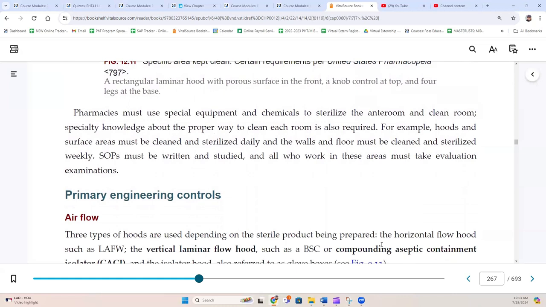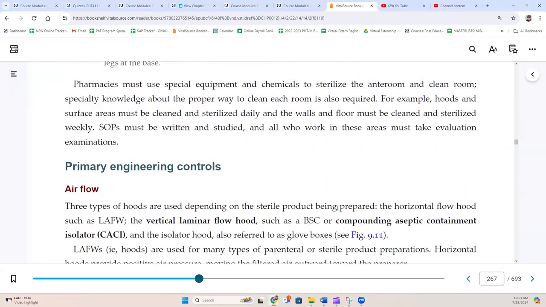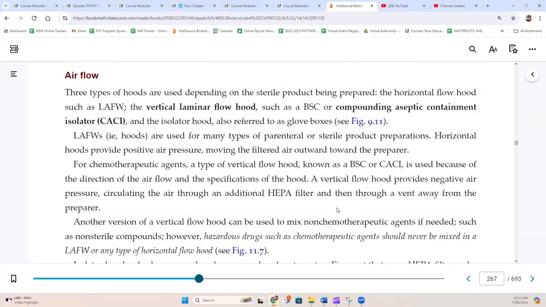Pharmacies must use special equipment and chemicals to sterilize the anteroom and clean room. Specialty knowledge about the proper way to clean each room is also required. For example, hoods and surface areas must be cleaned and sterilized daily, and the walls and floors must be cleaned and sterilized weekly. SOPs must be written and studied, and all who work in these areas must take evaluation examinations.